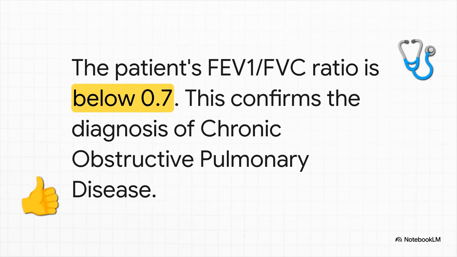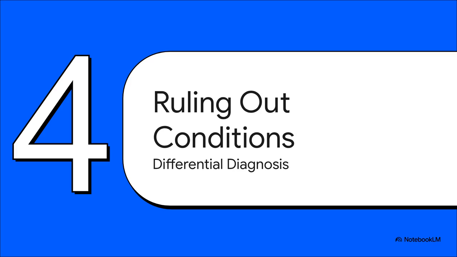It tells you, got it. Diagnosis confirmed. That number is below the 0.7 cutoff. Your clinical suspicion was right on the money, and now you have the hard data to back it up. This patient has COPD. But wait, we're not done yet.